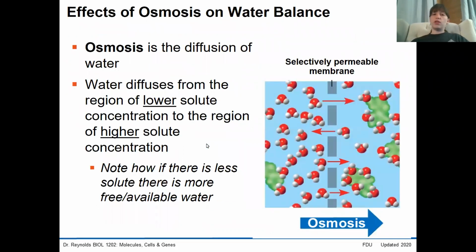Osmosis is the word that we use to describe the diffusion of water. And water will always diffuse from a region of low solute concentration to the region of high, because low solute concentrations have more free water than high solute concentrations, which have less. And so the water will move from areas of high water concentration to less.